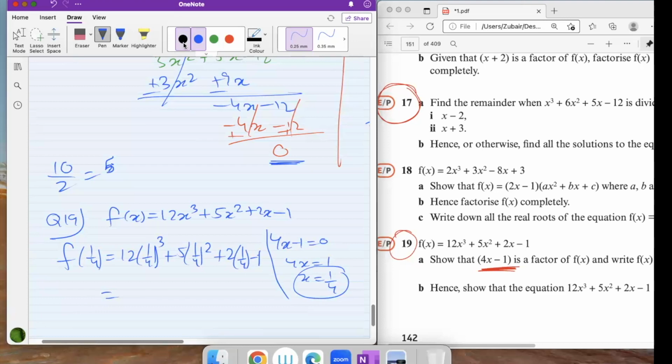So use your calculator. This is 12 over 64, 5 over 16, 2 by 4 minus 1. So I'm using my calculator: 12 divided by 64 plus 5 divided by 16 plus 2 divided by 4 minus 1. The answer is 0. So this 0 proves that 4x minus 1 is a factor.